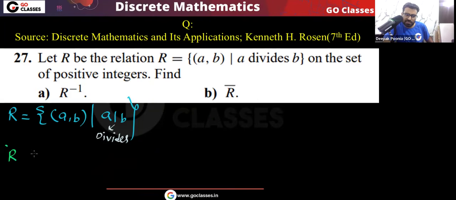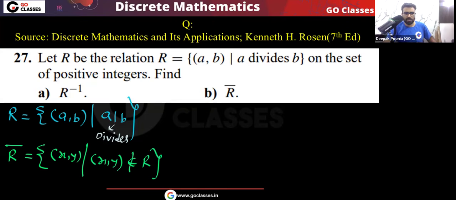Just apply the definition, nothing else. R complement means all those ordered pairs xy such that this ordered pair does not belong to R. You tell me what is the meaning of xy does not belong to R? Remember, AB belongs to R means A divides B, means first element divides second element. If I say xy does not belong to R, then it will mean that first element does not divide second element. Yes or no?